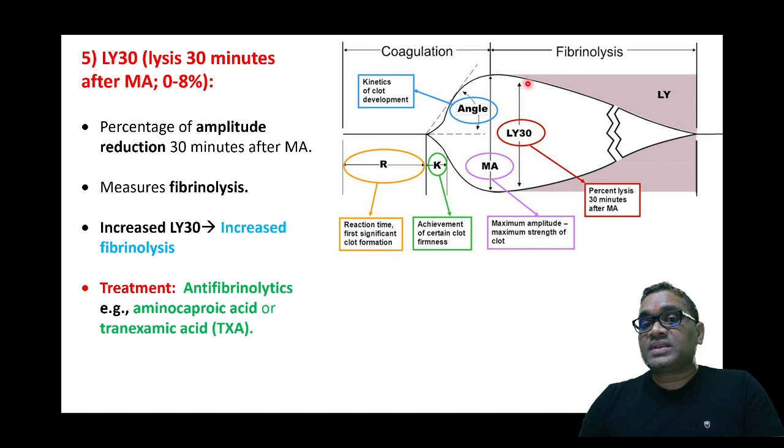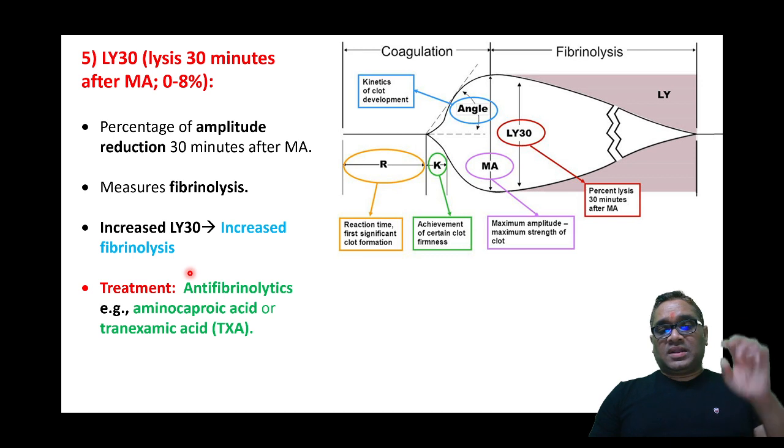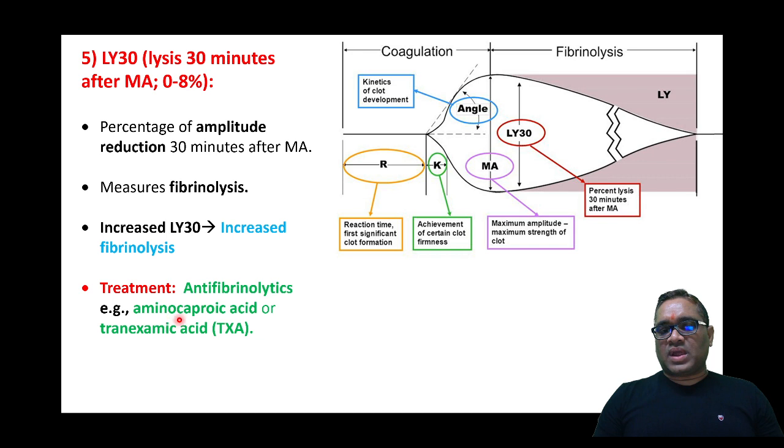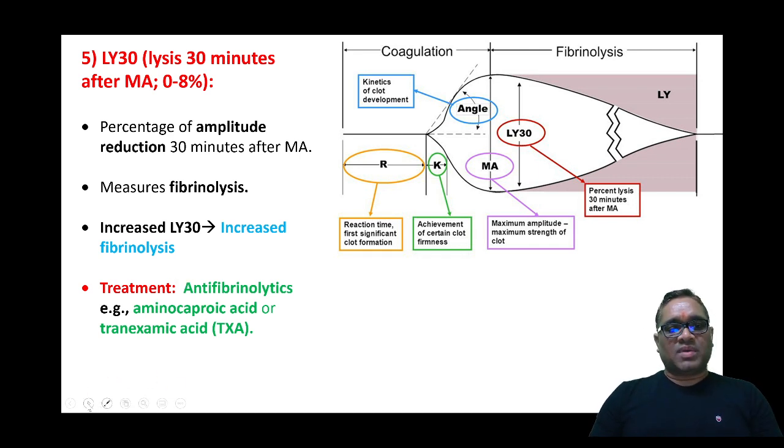So whenever you find an increased lysis 30, that means there is an increased fibrinolysis. Increased LY30 level means increased fibrinolysis, and increased fibrinolysis will be seen in hypercoagulation disorder, and in that condition you have to give antifibrinolytics, which are aminocaproic acid or tranexamic acid. So now you understand all 5 parameters we have seen: RKAML, R time, reaction time, then K time, then alpha angle, then M was maximum amplitude, and then L is the lysis after 30 minutes of the maximum amplitude.